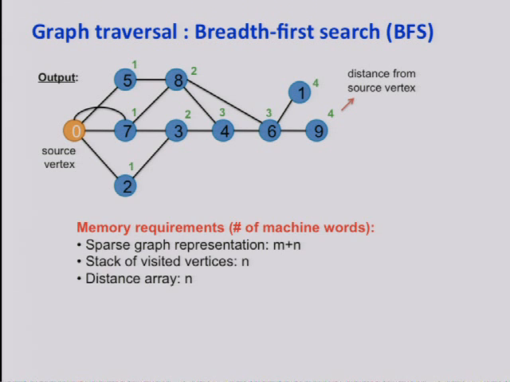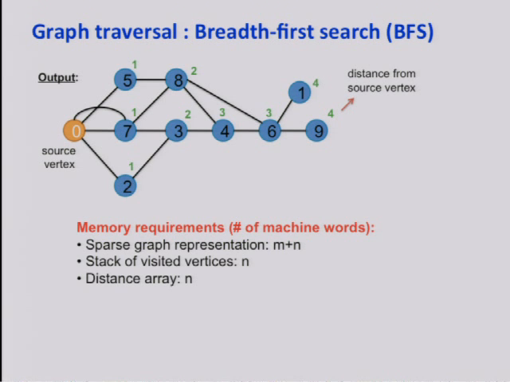The memory requirements of breadth first search is linear. So M is the number of edges. Again, N is the vertices. We will have a stack of visited vertices, and we will need an array that represents the distance from the source vertex. Actually, isn't it a queue? Or do you mean stack?